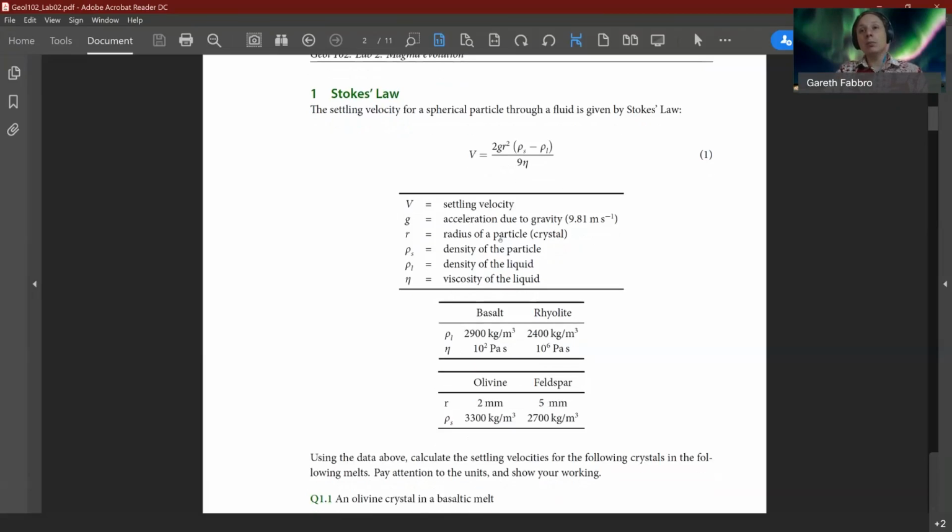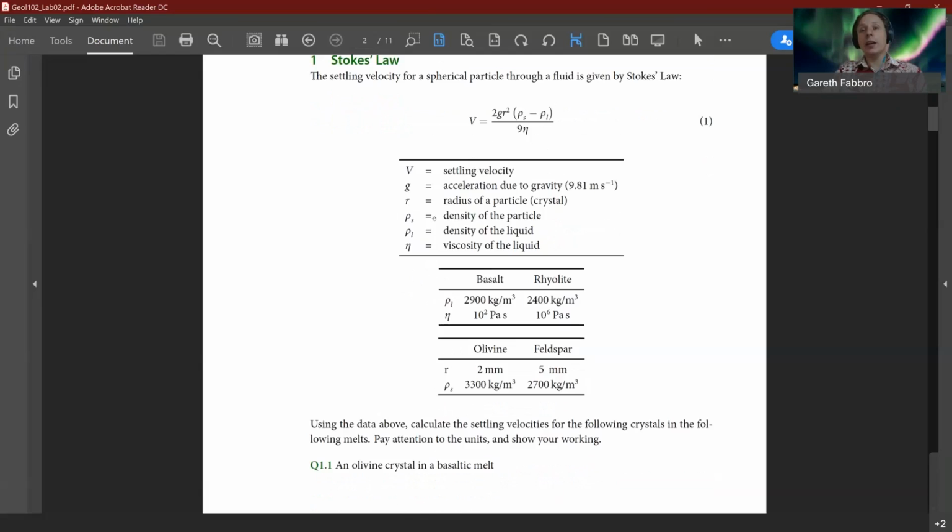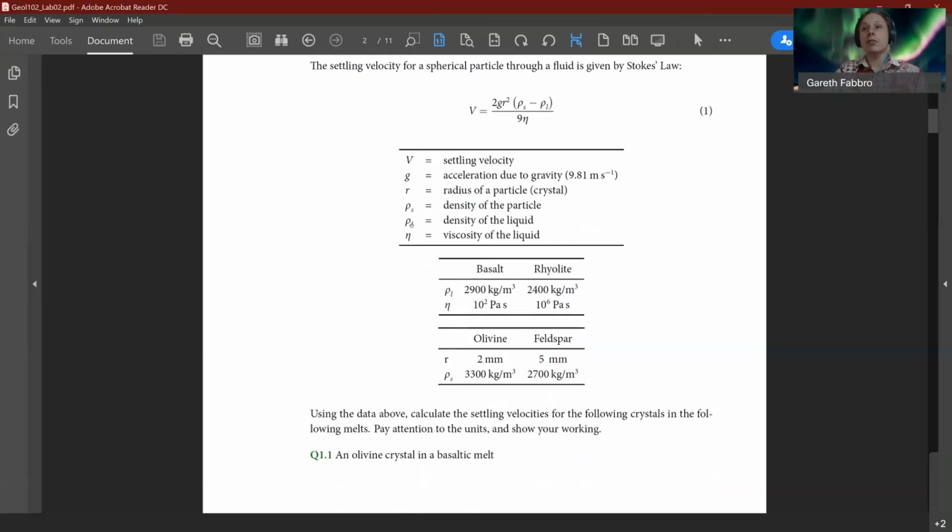r is the radius of whatever particle you're looking at. You have rho here. It's not a p, it's actually a Greek letter rho. And this is the density of the particle, the rho s, or rho solid, and then also of the liquid. And eta, this Greek letter eta, funny little n, is the viscosity, or how easy it is to flow. So a high viscosity means that it's very sticky, it doesn't flow very easily.